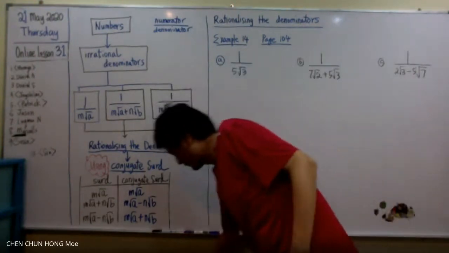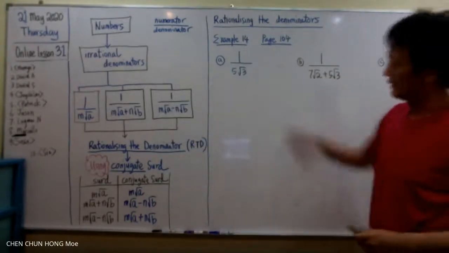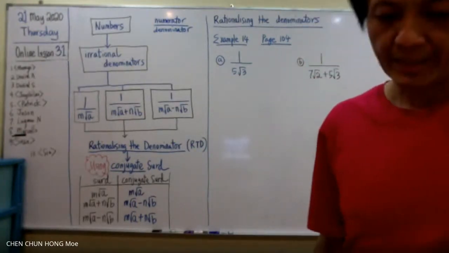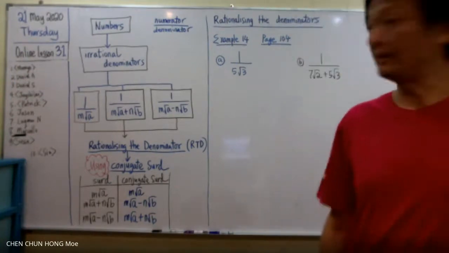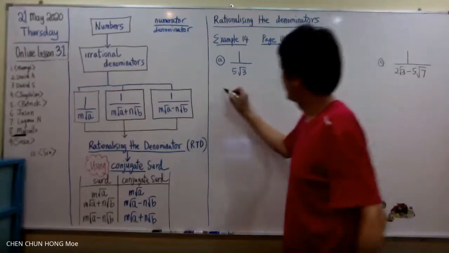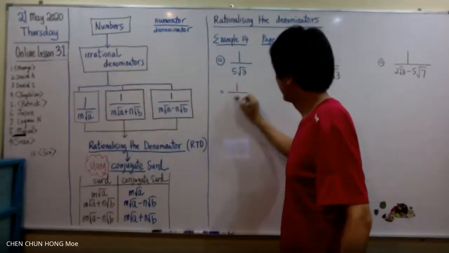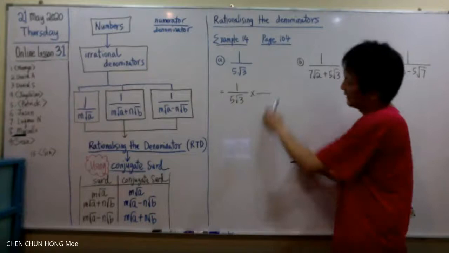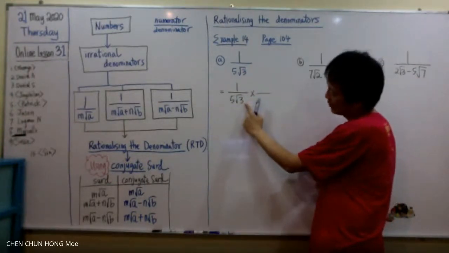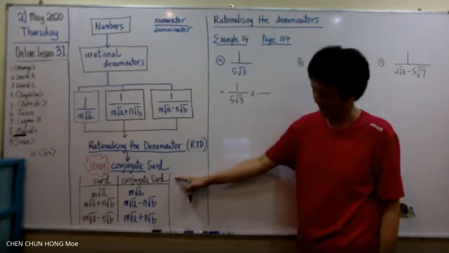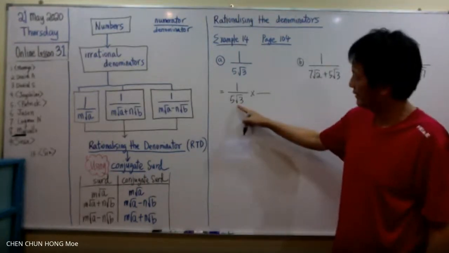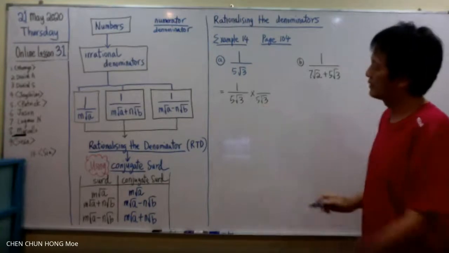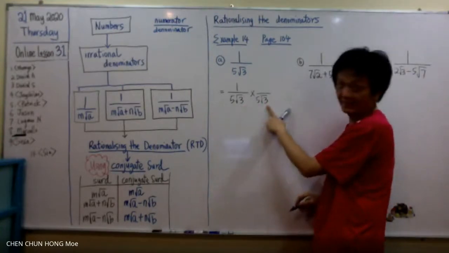So let's start. If you read example 14, the question says RTD, rationalize the denominator and simplify each of the following. Now, the method to simplify this is we multiply both the numerator and the denominator with the conjugate surd. So in this case, 5 surd 3, the conjugate is 5 surd 3. We multiply, but you cannot just multiply the denominator by anything. You have to do the same.